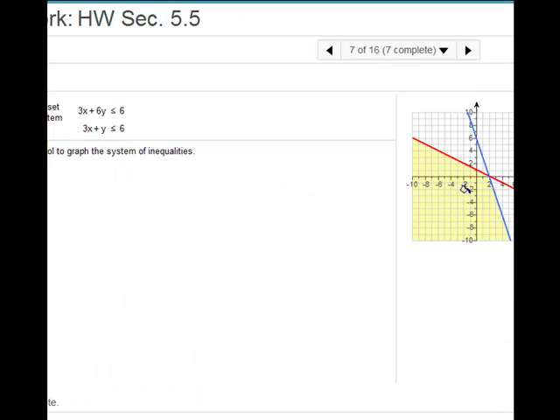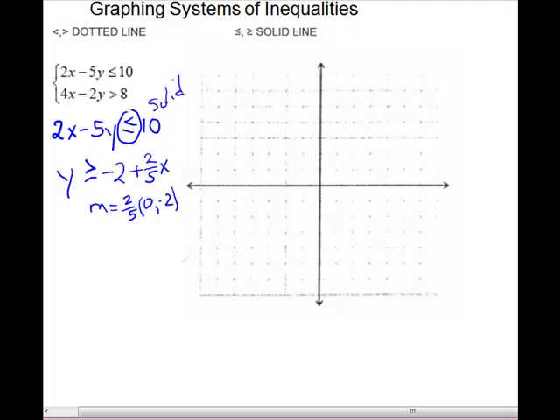I clicked save and check. It was correct, but it moved my graph out of where I was filming. So sorry about that. We'll do one more system and also try to look at it in my math lab. So here is our system. I'm working on the first inequality.